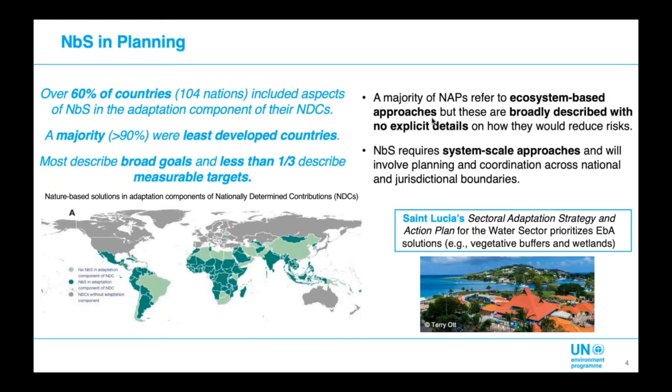One thing that's very important, in order for NBS to be truly effective, it requires system scale approaches, and this will involve planning and coordination across various boundaries that includes national and jurisdictional boundaries. Throughout this chapter, we have case examples highlighting some good practices from across the world. One here is from St. Lucia, where the water sector adaptation strategy and action plan did use some elements that are nature-based. This includes vegetative buffers and wetlands.